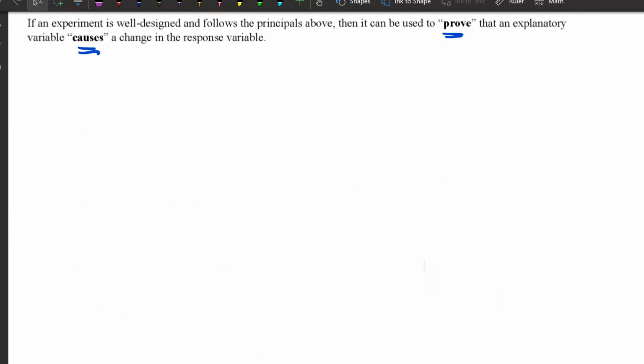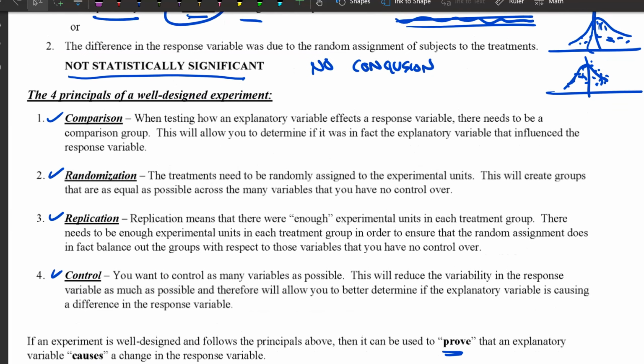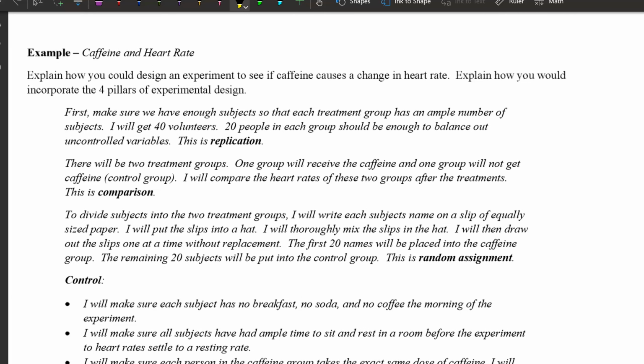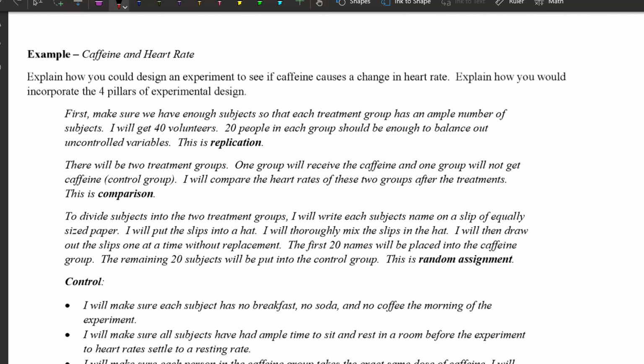All right, so now that we've gone over the 4 principles of a well-designed experiment and talked about how to use them and why they're important, let's look at an example. And this is actually a very good example, not just for tests, but for your response bias project.